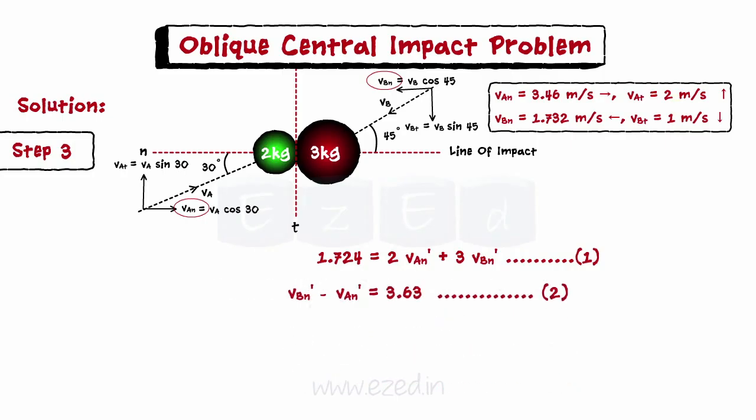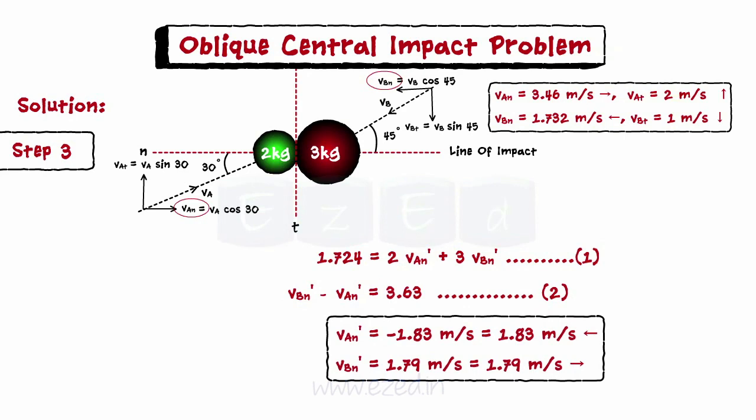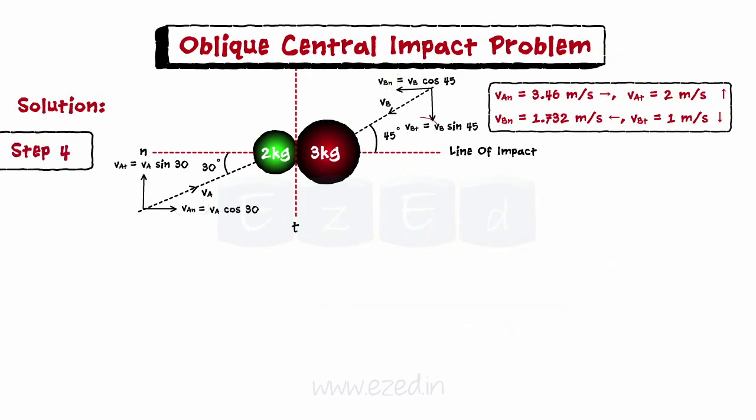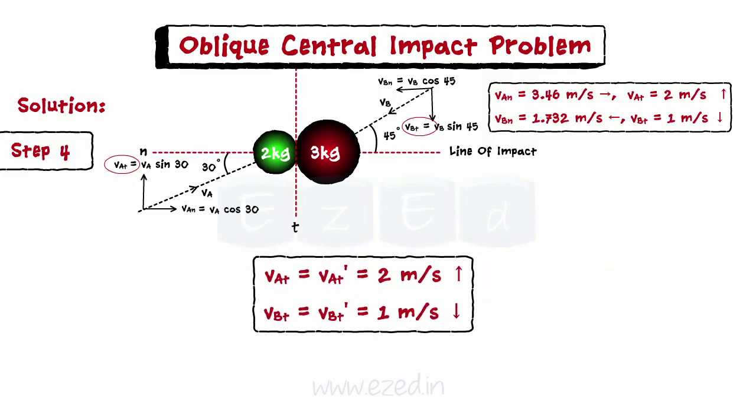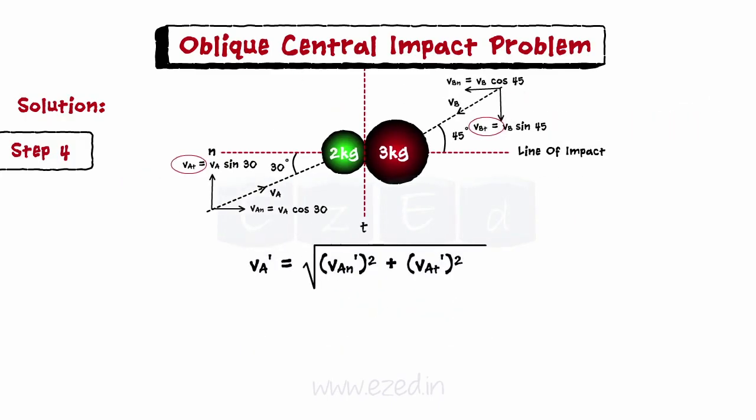Solving equation 1 and 2, we get the velocity component after impact. Step 4. Work in the tangent direction. Since velocities don't change in the tangent direction, velocities in tangential direction remain the same. Total velocity VA is given as shown.